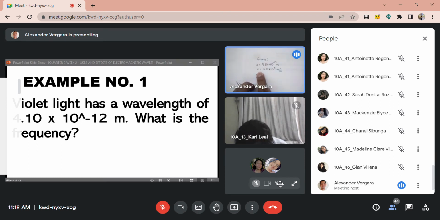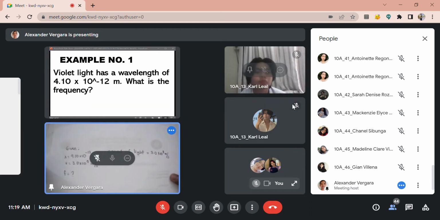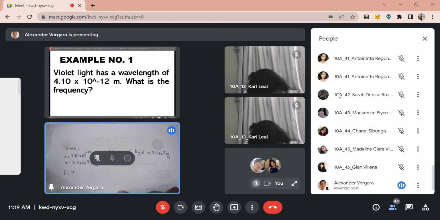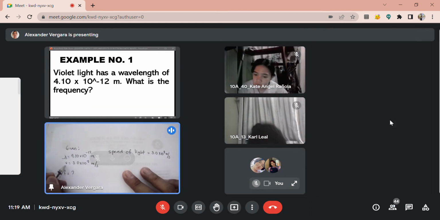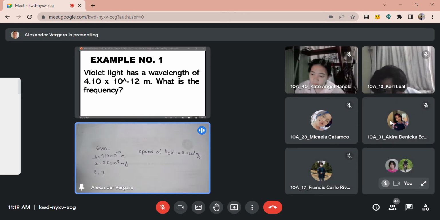Or the value of light, if we are talking about this one, that is 3.0 times 10 raised to 8, or what we call the speed of light. So the speed of light is equivalent to 3.0 times 10 raised to 8 meters per second. So that's the value. Now, you already have the wavelength and the velocity.